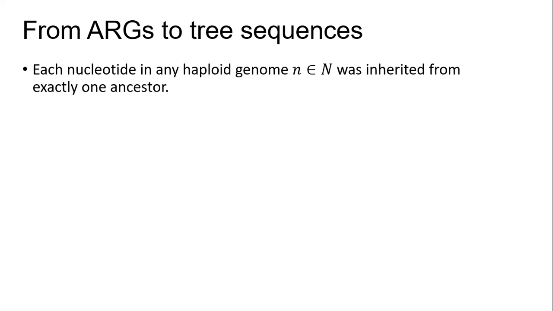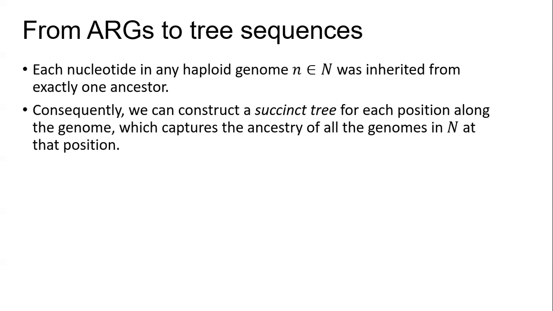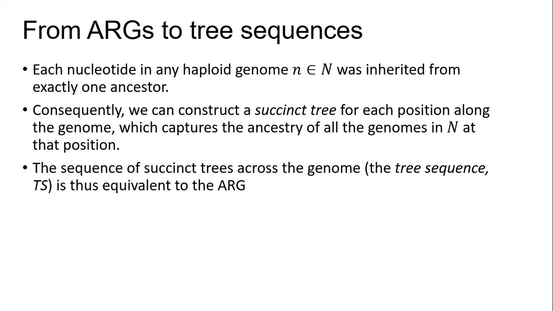So if you scan along a genome, you can find an ancestral tree for each position. And it turns out that if we find the sequence of all the trees for the full extent of our genome, we can form something that's actually equivalent to an ARG, and it's something that we call a tree sequence. And it's a very useful data structure because trees are much easier to work with, and we can do a lot of algorithms much more quickly using them, and they're also easier to visualize.